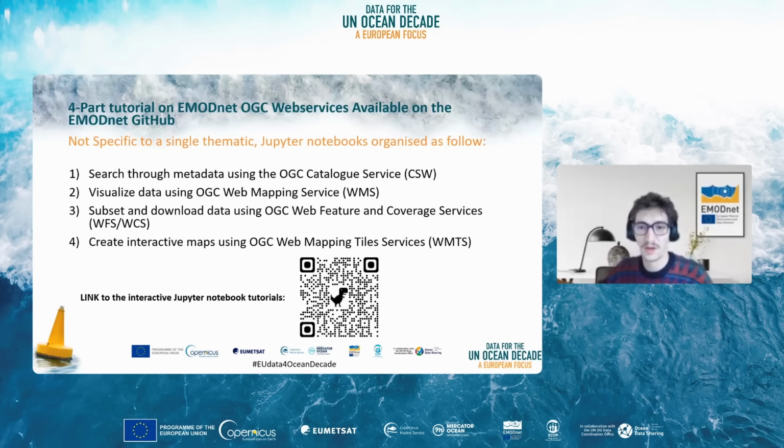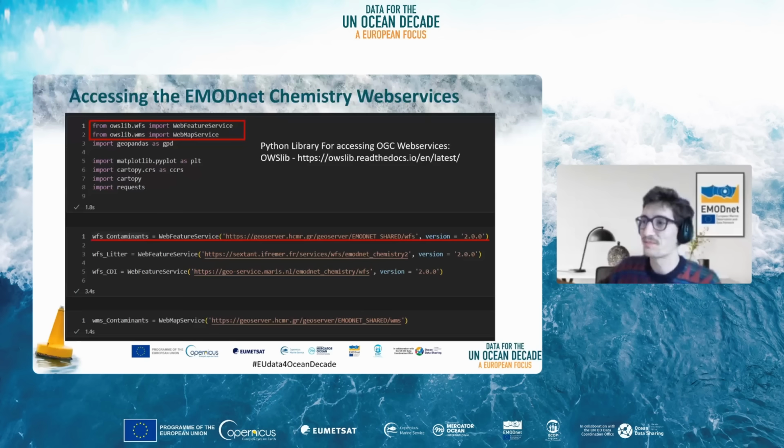For the time being, though, we will focus on accessing web feature services containing the data on marine contaminants from the EMODnet chemistry thematic. To do so, similarly to what Ben presented earlier, we are using the Python library of OGC web services, which is called OWSLib. You can read all the documentation. I believe the links will be shared in the chat. They have extensive documentation on all the functions available through the library.